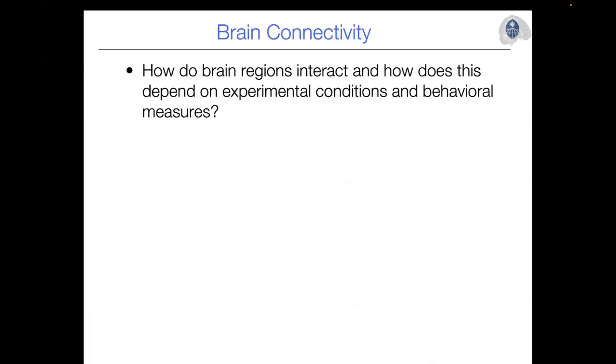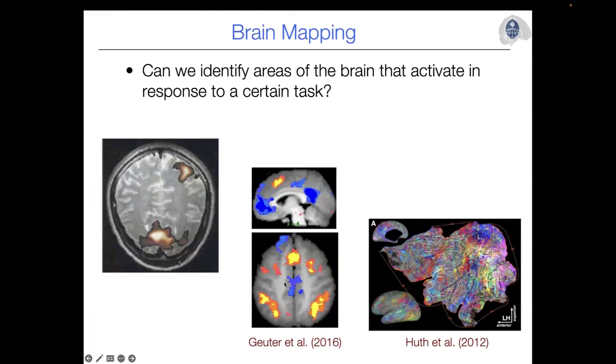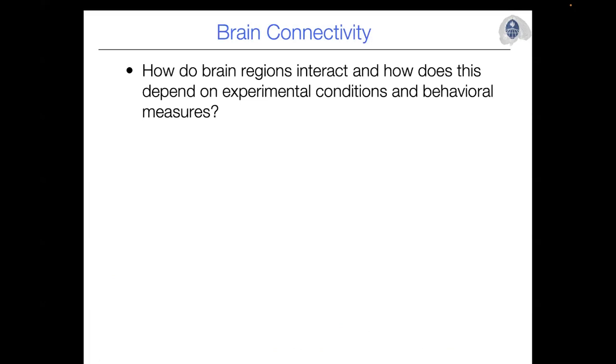Now, the thing that we're going to be more focused on today is something different. Let's say that you have a couple of brain regions that are active. You also want to understand how they communicate with each other. And so you want to understand, how do the brain regions interact, and how does this depend on experimental conditions or behavioral measures? Does the interaction between two brain regions change if you change your brain state, or is it different for people with certain behavioral outcomes?